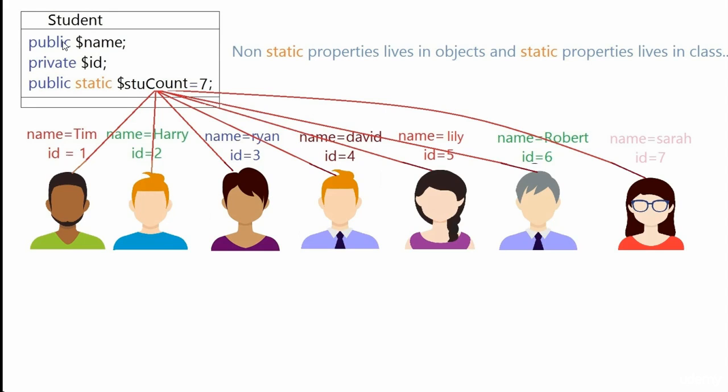But static properties live in the class. So all student objects will be using a single copy of this count property. After creating 7 student objects, this count value will be 7.